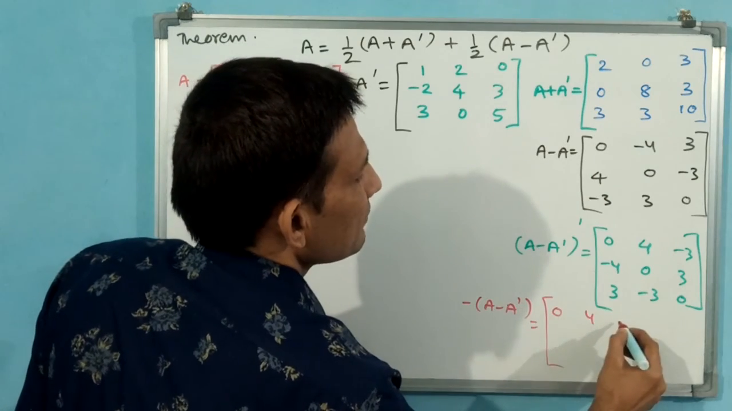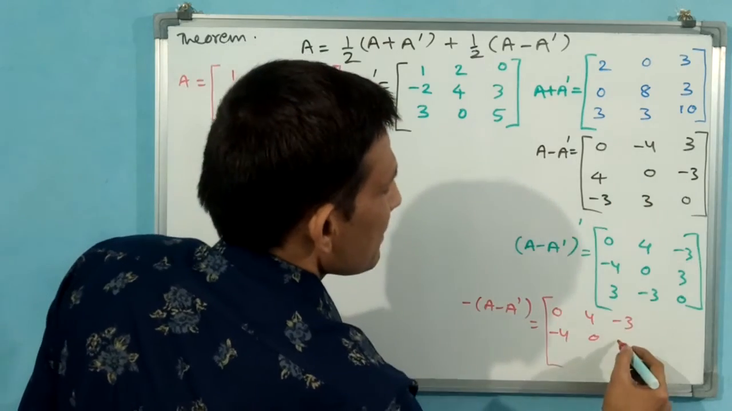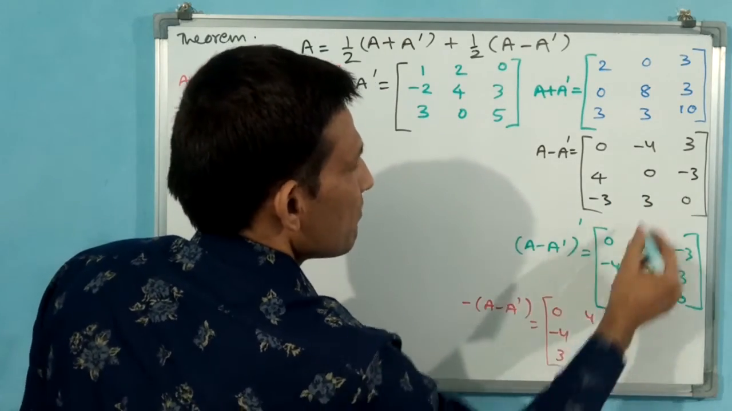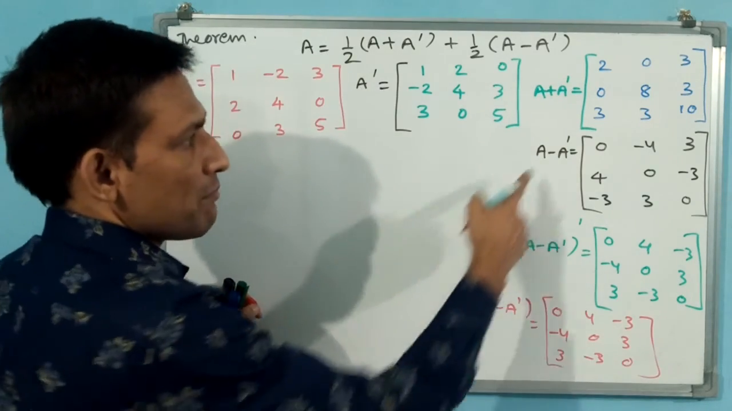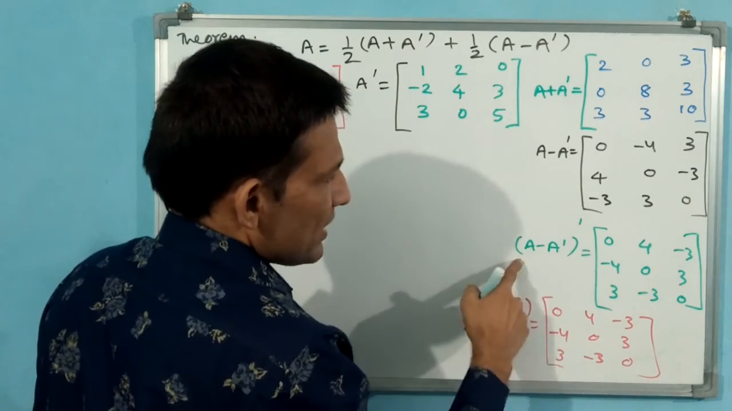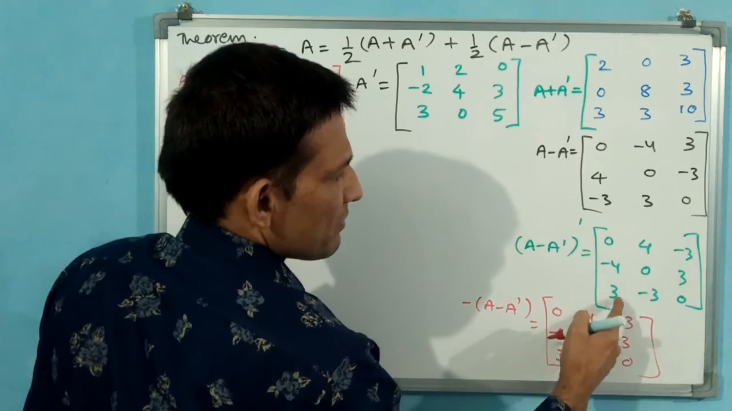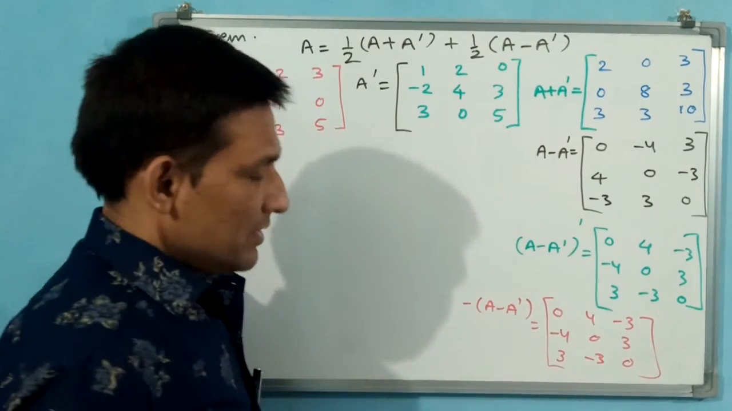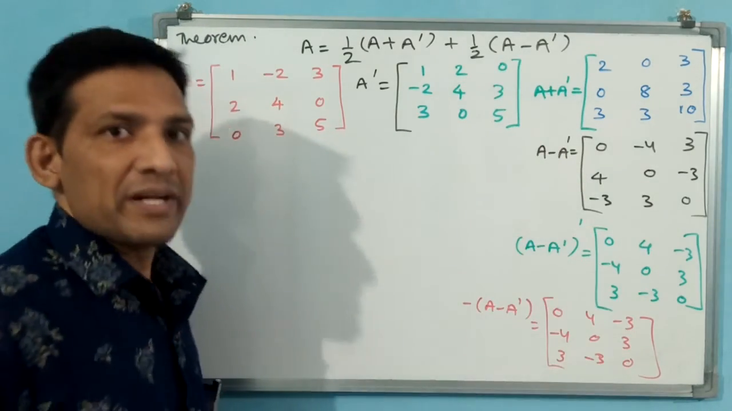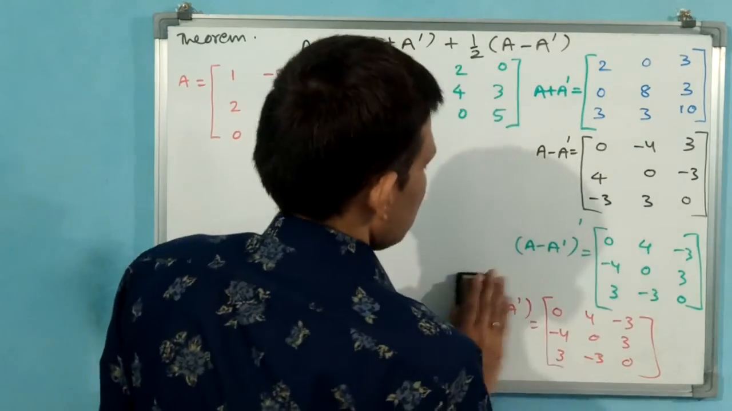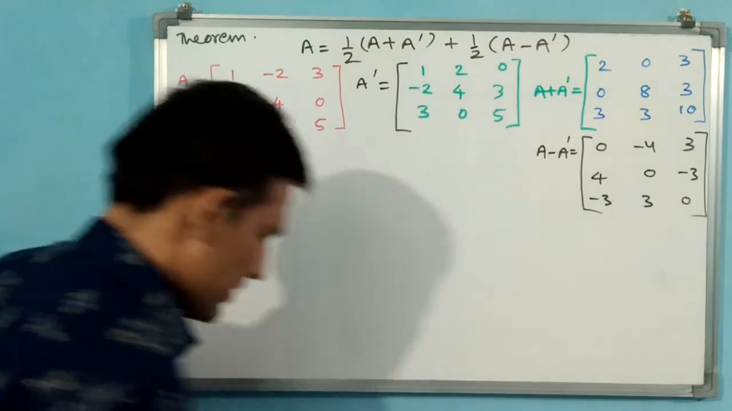4 will come, minus 3 will come, minus 4 will come, 0, but minus into minus 3 will come, minus means 3 will come, minus 3 will come, and 0 will come. This is minus of this one. See, minus of this one and the transpose both are same: 0 4 minus 3, minus 4 0 3, 3 minus 3 0. That means we can say that A minus A dash is skew symmetric. Earlier also we have verified, but now double verification we have seen.